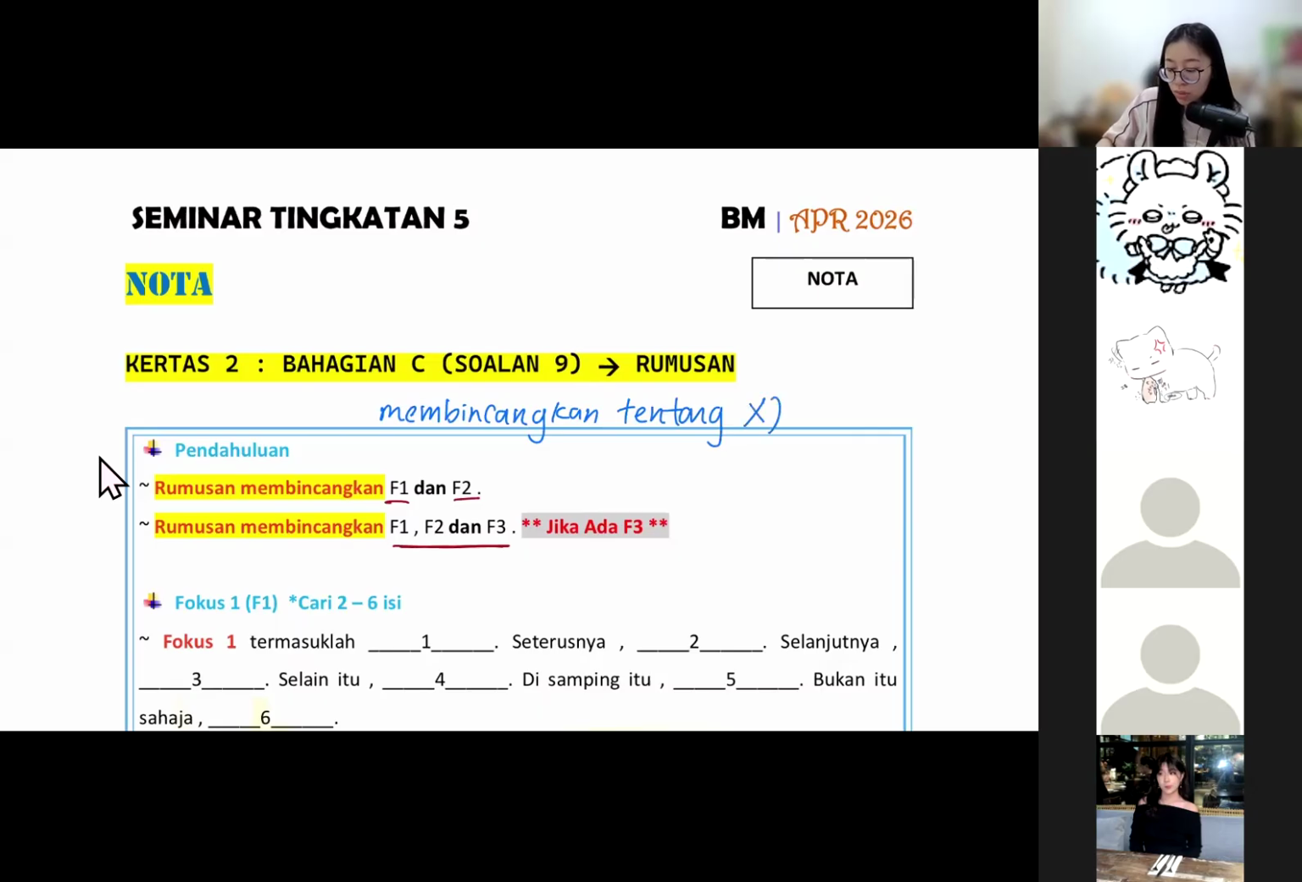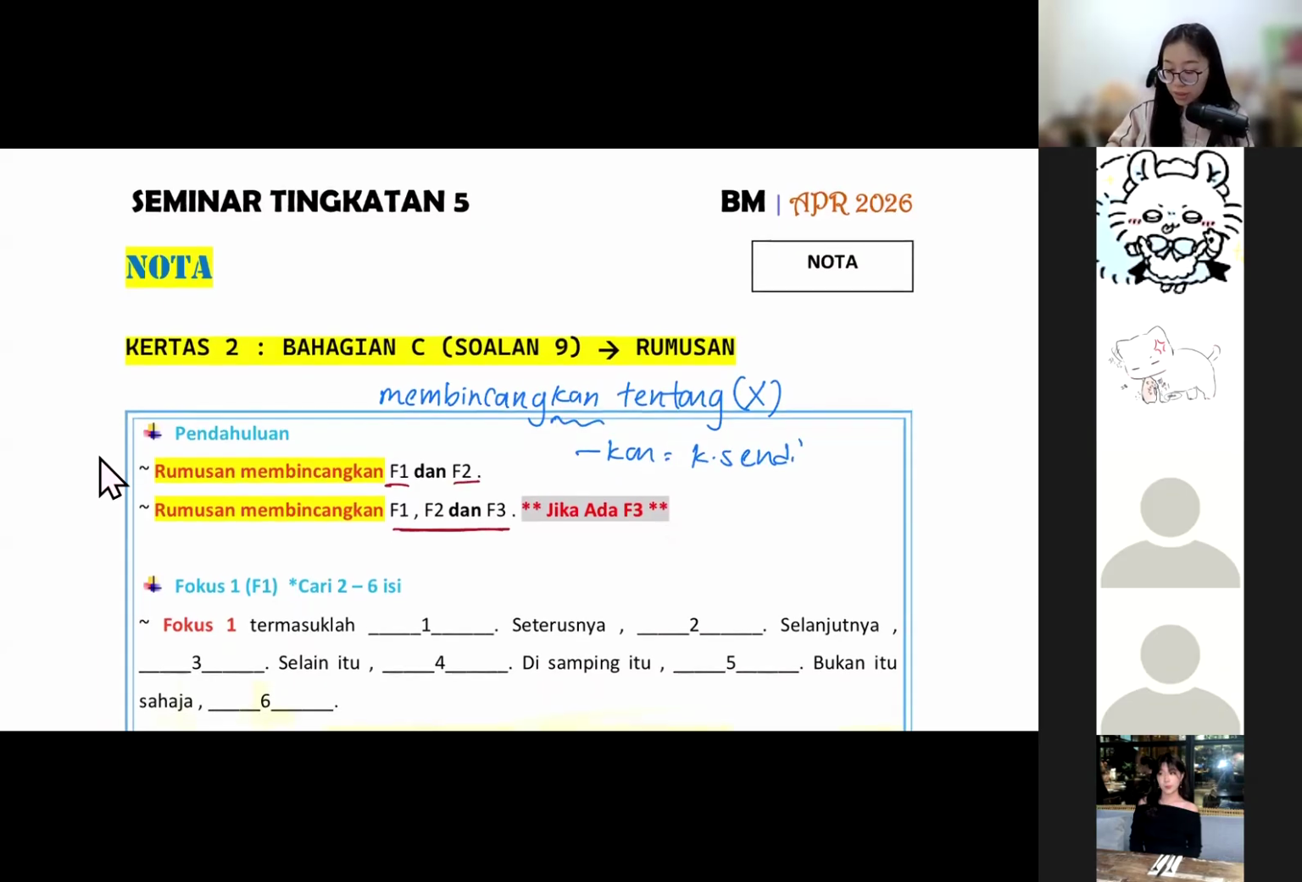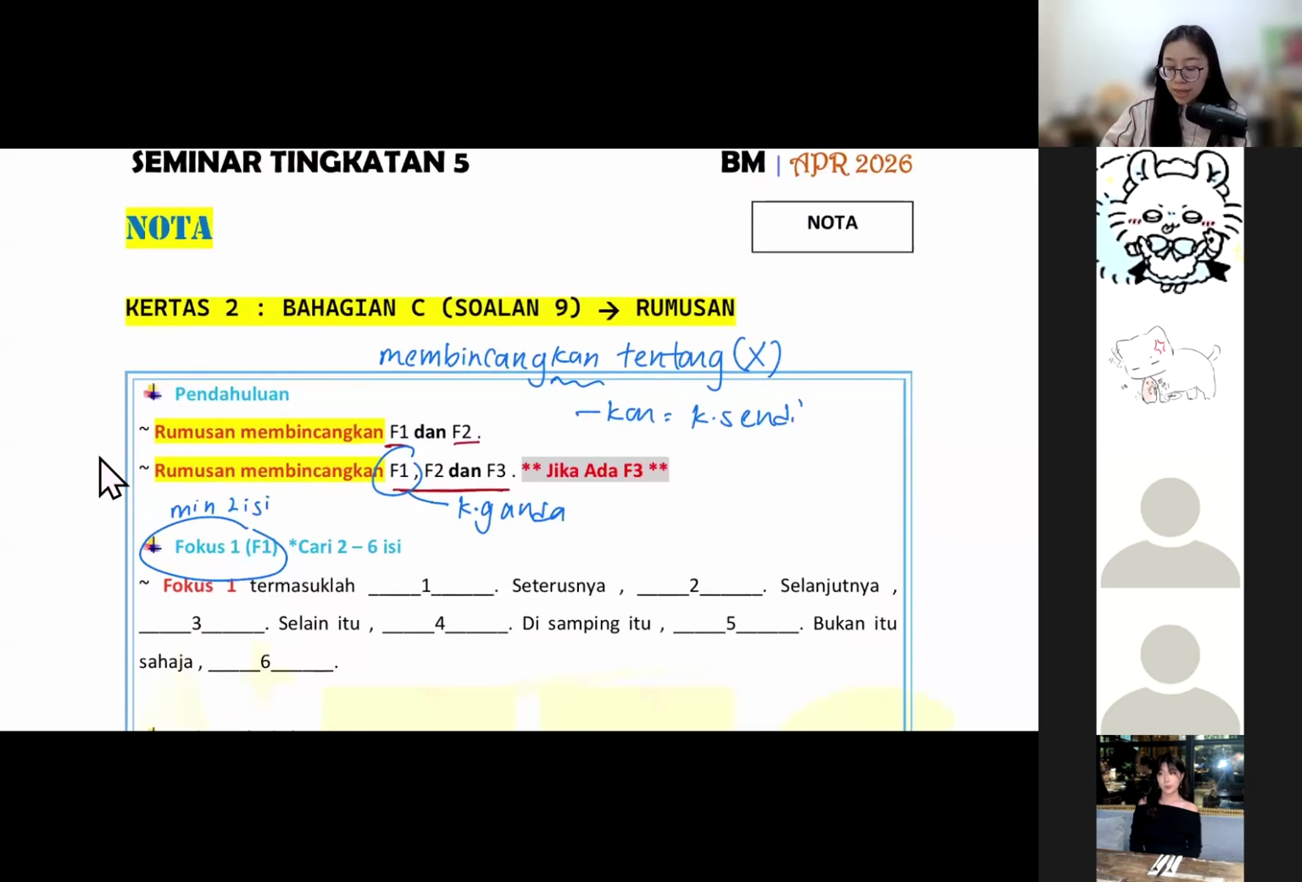It's wrong. Because imbuhan, akhiran, is equal to your kata sendi. And then all your focus you have to put kata ganda. Like langkah-langkah mengatasi masalah, gejala, langkah-langkah mengatasi gejala sosial, and then comma, then you put kebaikan-kebaikan like this. You need to put kata ganda because you are telling more than one isi. And then your focus minimum is just dua isi saja. Only that is counted as your focus.